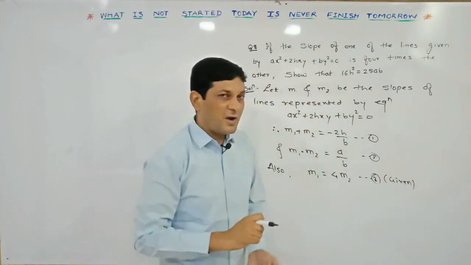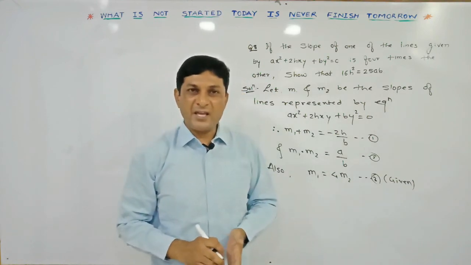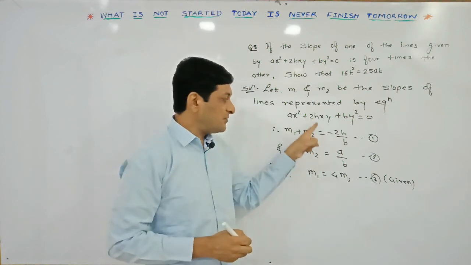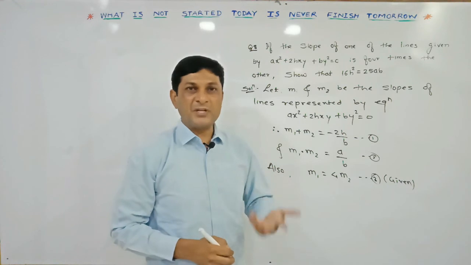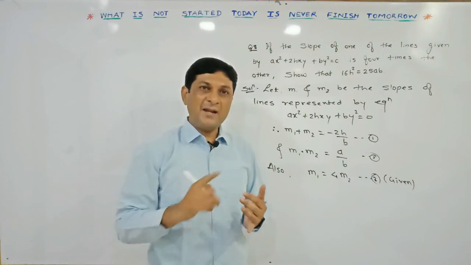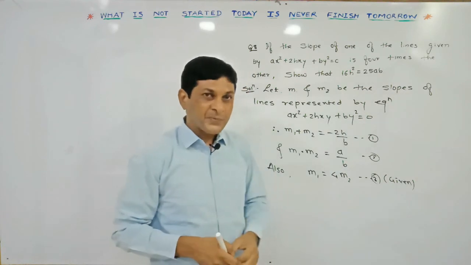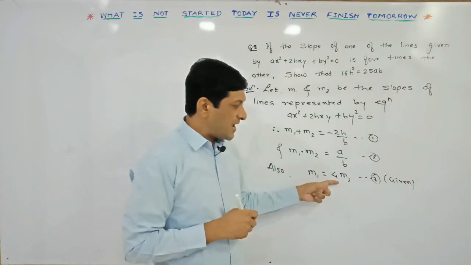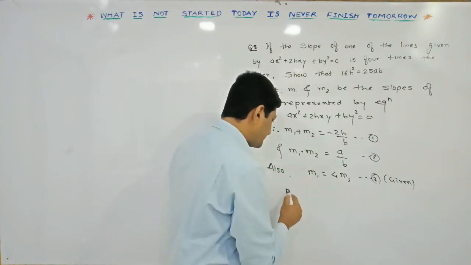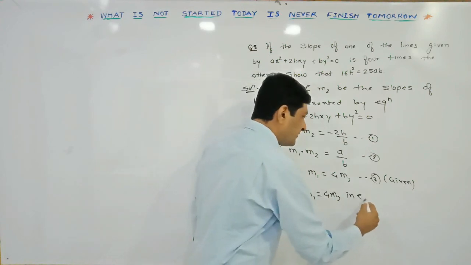Now we have to prove that value of 16h square is equal to 25ab. If you observe this expression, in this expression m1 m2 does not appear. As it stands, we will have 3 equations in terms of m1 and m2. By solving these equations, we will try to eliminate m1 and m2, and we will try to get our required result in terms of what? h, a and b. So that's why first we are substituting this value of m1 is equal to 4 times m2 in equation number first.